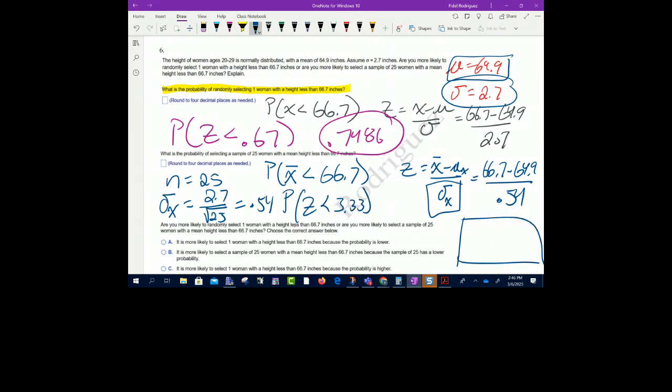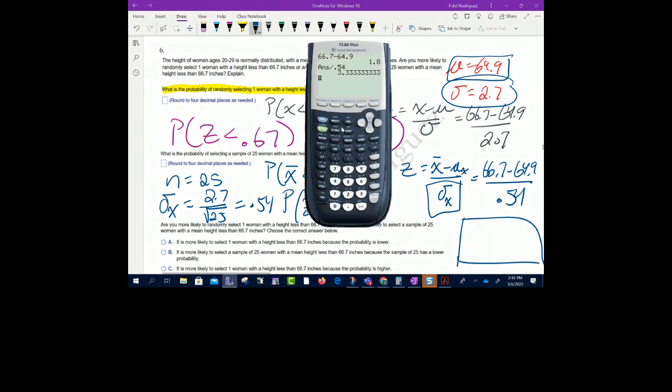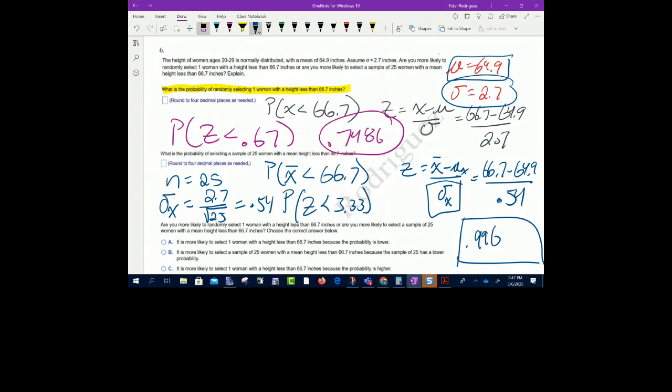Again, y'all, I'm going to write my answer here. We are going to the left. Remember, when we are going to the left, our lower value is negative 5,000, right? And 3.33. And let's close that off. What do y'all think? 0.99, three nines and a 5 or a 6? 0.9996. Okay.